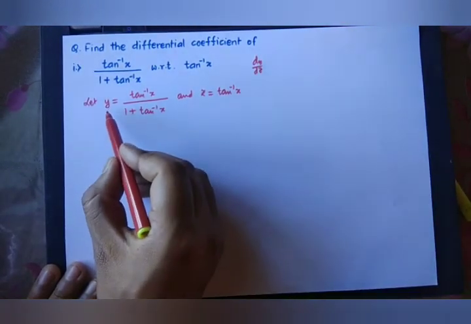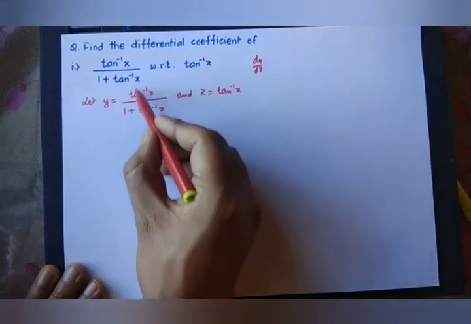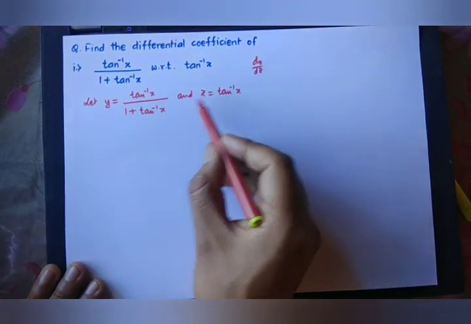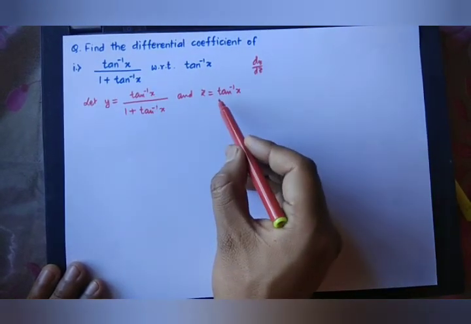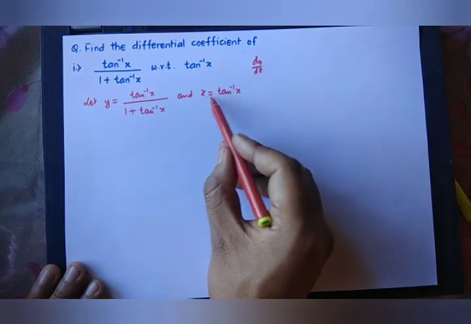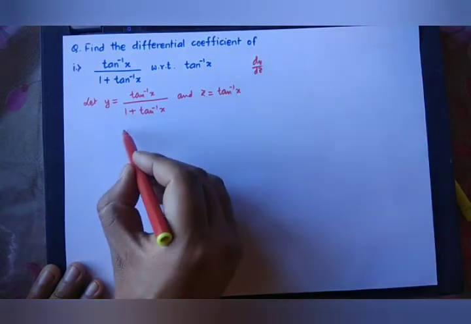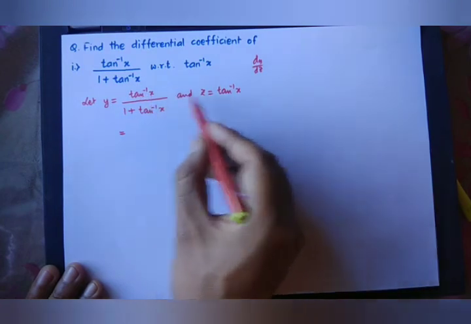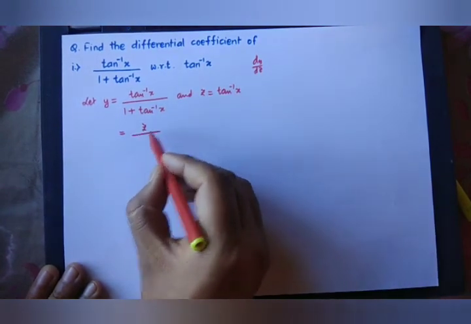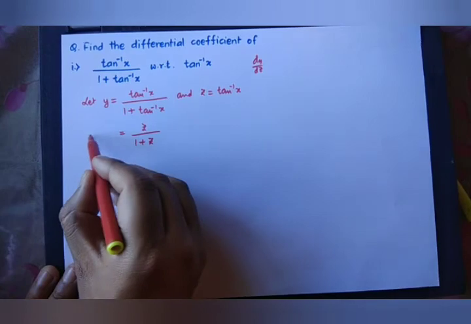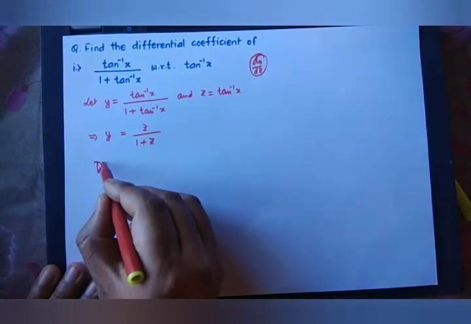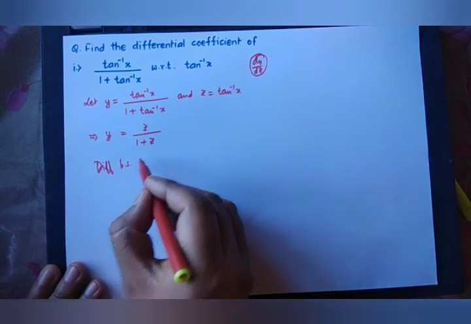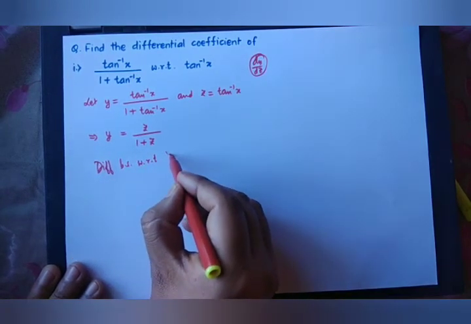So if you want to differentiate this, you should have z here, right? So we'll substitute x with z here. So from here we see that z is equal to tan inverse x. So that's why tan inverse x can be written as z by 1 plus z. So this is my y, and our aim is to find dy by dz. So differentiating both sides with respect to z.